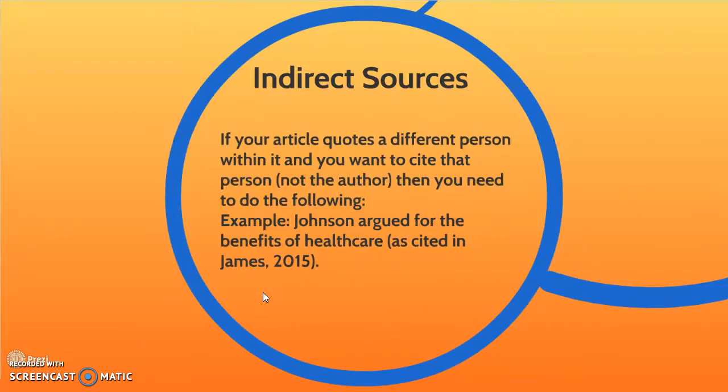If you are reading an article and they have a quote from someone else and you're like, that's a really good quote, I want to use that, but the author didn't say it, someone else did, here's how you cite from someone else's work. So Johnson argued for the benefits of healthcare as cited in James.